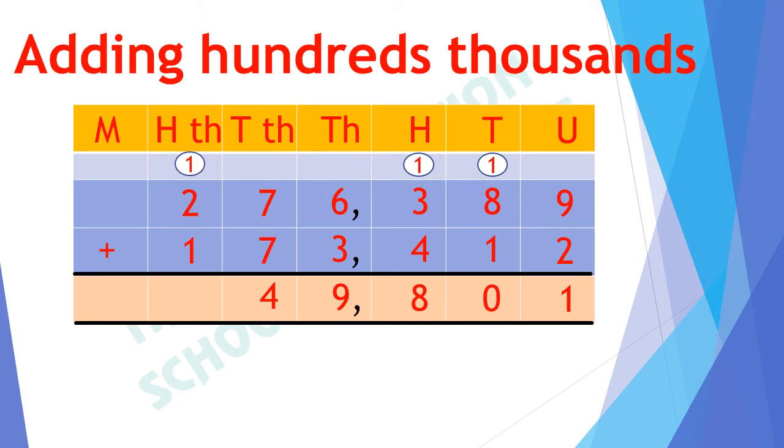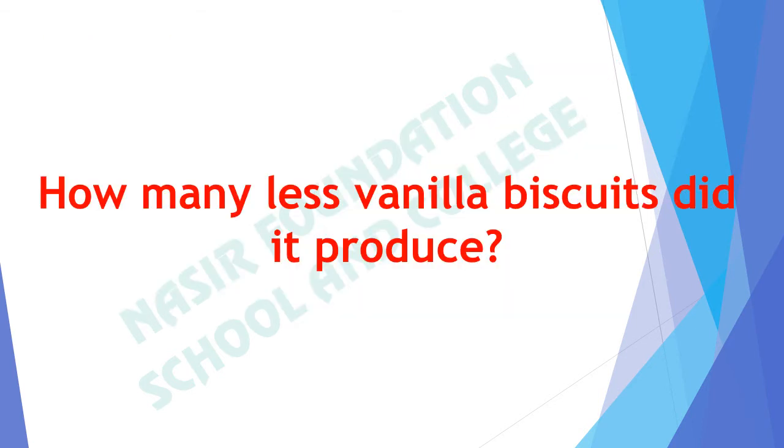Now we will add 100,000s. In 100,000s there is 1, 2 and 1. If we add 1, 2, we get 3. In 3, if we add 1, we get 4. We will write 4 in 100,000s column. Factory produced 449,801 biscuits in total. Now we will find how many less vanilla biscuits did it produce.